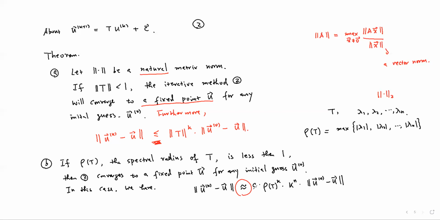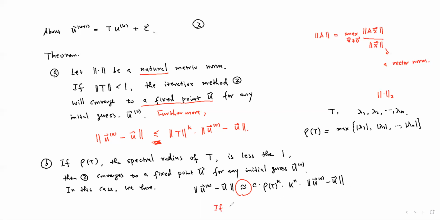How about this constant c? Constant c depends on the initial guess and also depends on the vector norm you choose. This is one direction: if the spectral radius is less than 1, then this scheme converges for any initial guess. Reversely, it is also true.